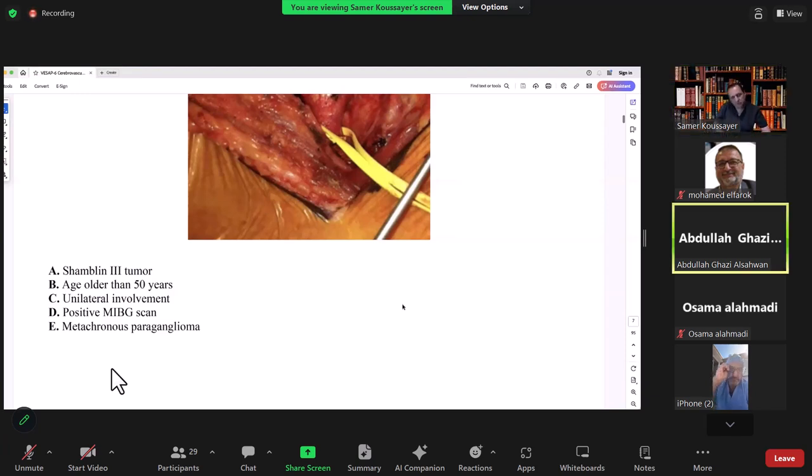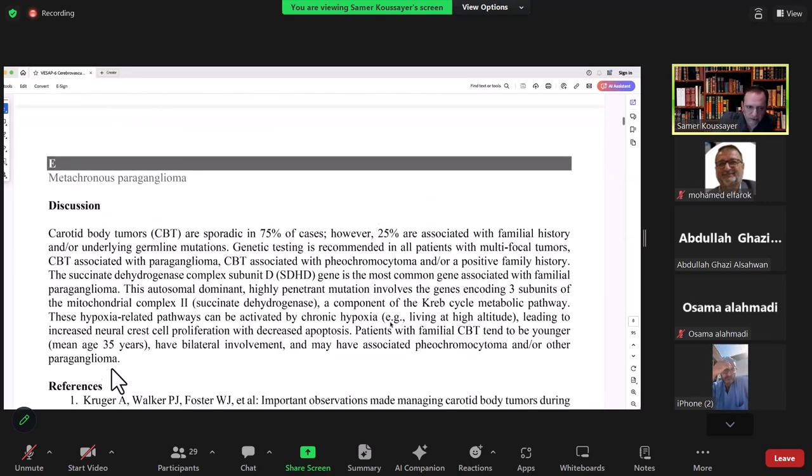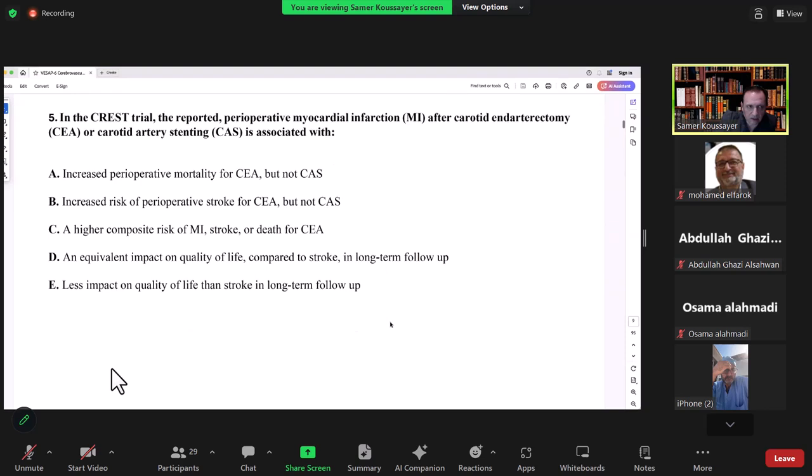Shamblin 3 tumor, no. It could be sporadic or familial. Age older than 50 years, no. Unilateral involvement, no, bilateral. Positive MIBG scan, no. It can be in both. Metachronous paraganglioma, yes, if it's present in the chest or abdomen. It's an easy question, very straightforward, but you have to know about it, so let's not spend our time here. Let's go to the next question. We got a bit fast. Next question.